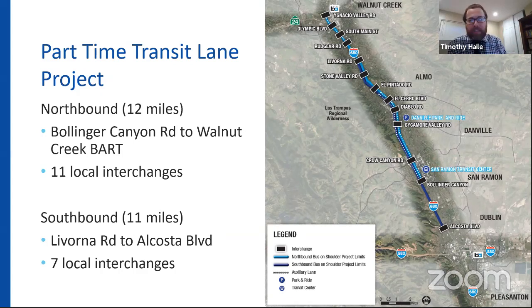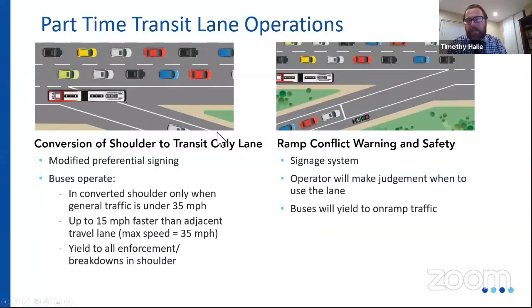But in this particular case, because we have these auxiliary lanes, the buses are actually operating only in probably about 2 to 3 miles of shoulder, which is shown in the northerly part of the diagram here, north of El Cerro to basically Rudmere. And so we're looking at both directions, both northbound and southbound. And essentially what this does is it allows transit vehicles to operate in the outside shoulder, and we would provide all the necessary modified preferential signing to allow that.